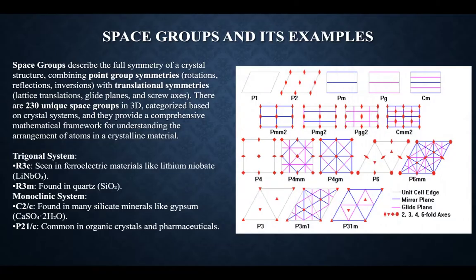Trigonal system, which is seen in ferroelectric materials like lithium niobate, and in quartz. Monoclinic system, which is found in many silicate materials like gypsum, and P21/c, which is common in organic crystals and pharmaceuticals.